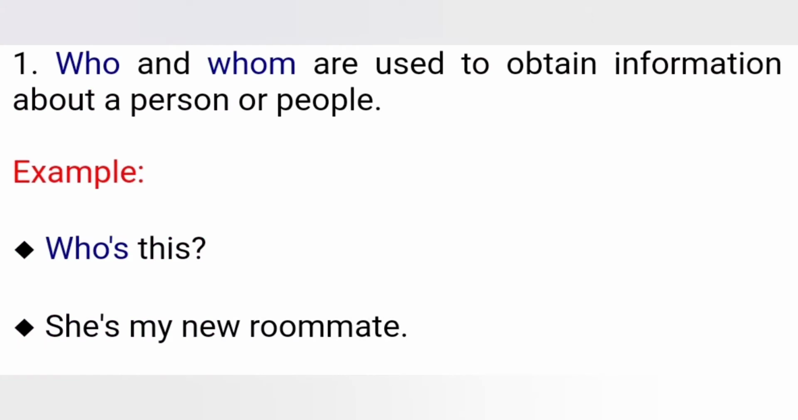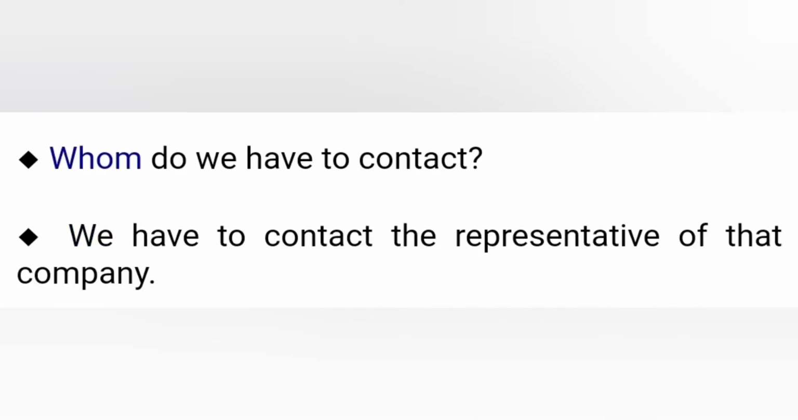Who and whom are used to obtain information about a person or people. For example, who's this? So the answer, she's my new roommate. Whom do we have to contact? So the answer, we have to contact the representative of that company.